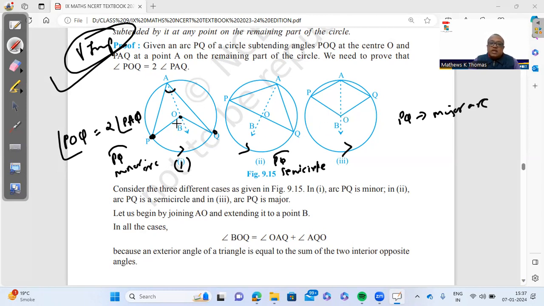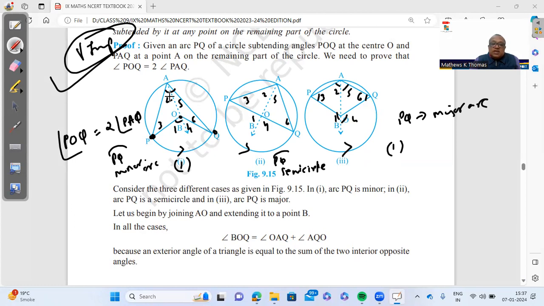Now I'm going to number these to make it easier. I'm numbering this 1, 2, 3, 4, 5, and 6. I am going to follow the same numbering in all so that the proof will be identical for all. So 1, 2, 3, and this angle here 4, this angle 5, and this angle 6. I'm going to explain how to prove that angle POQ is twice angle PAQ. Numbering is very important. I've numbered all three diagrams in the same pattern, and the diagram is different. As I told you, here PQ is minor, here PQ is a semicircle, and here PQ is a major arc, and the proof is valid for all three cases.